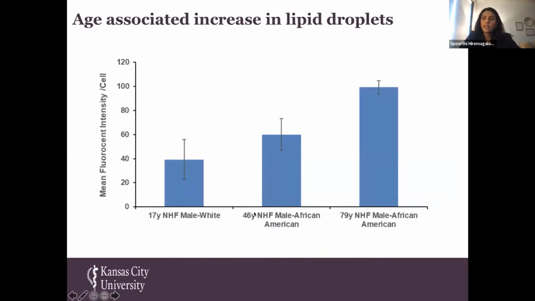And this is the quantified data from the previous images from live cell imaging. And you can see that there is a similar age-associated increase in lipid droplets.